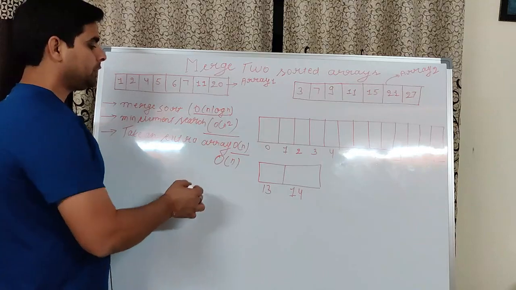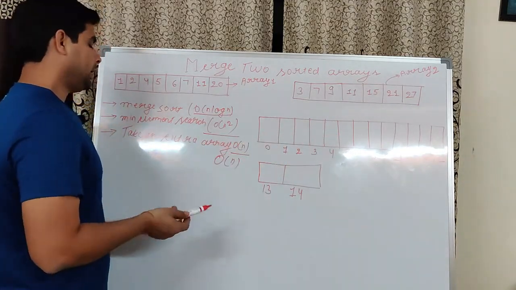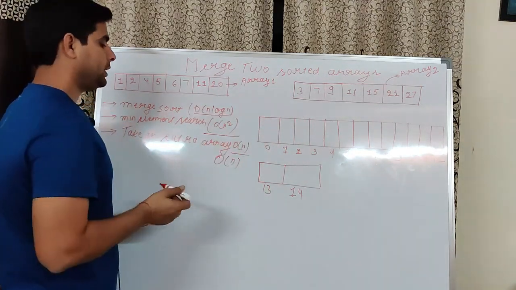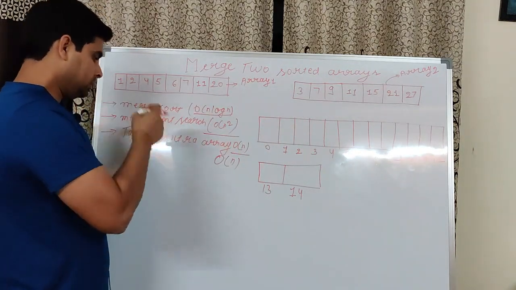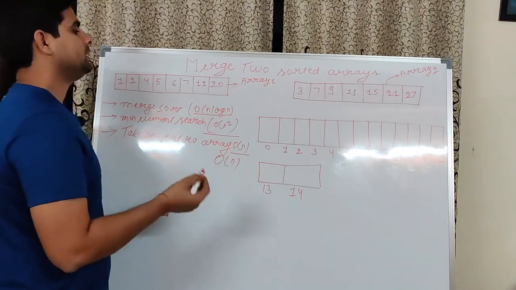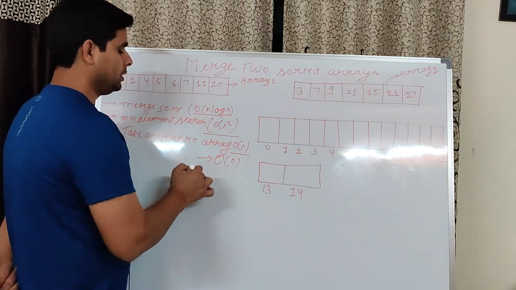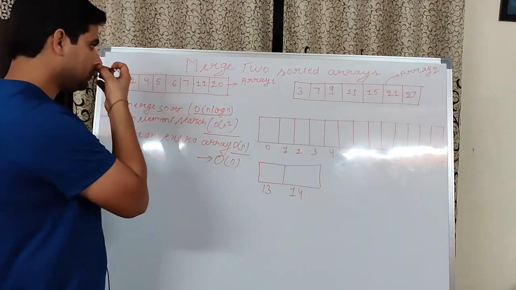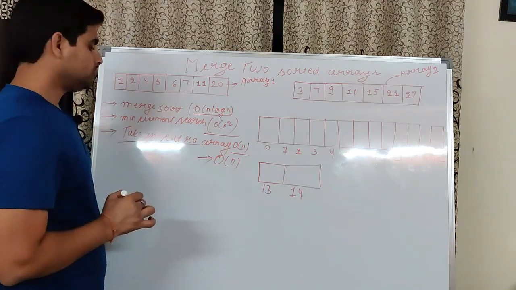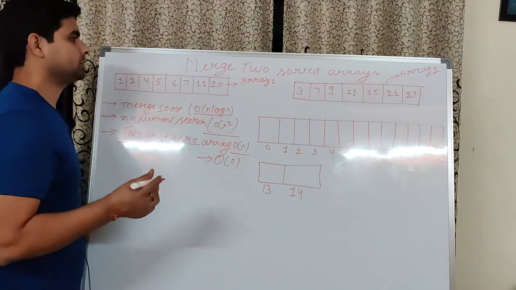Why does it become order of n? Because we are taking one extra array and its size will be equal to m plus n. That's why our space complexity increases here. So let's go to our solution. The third approach: take an extra array, and see how we can solve this problem statement.